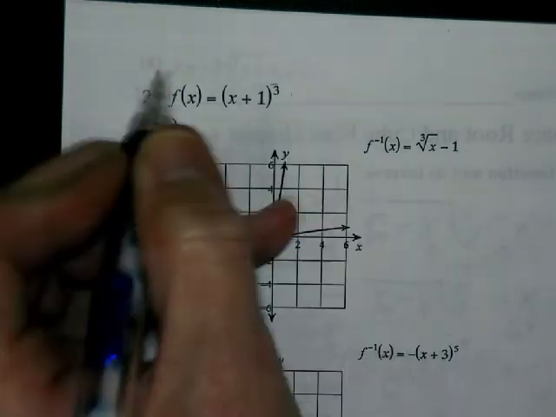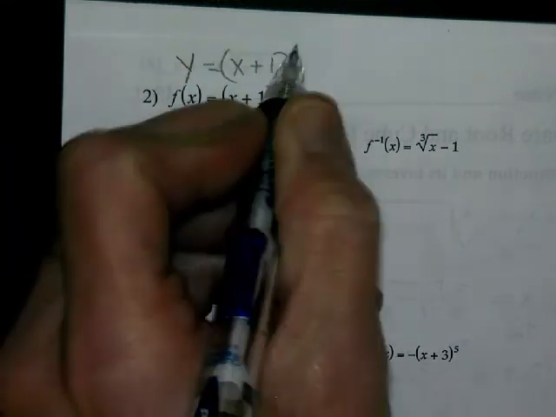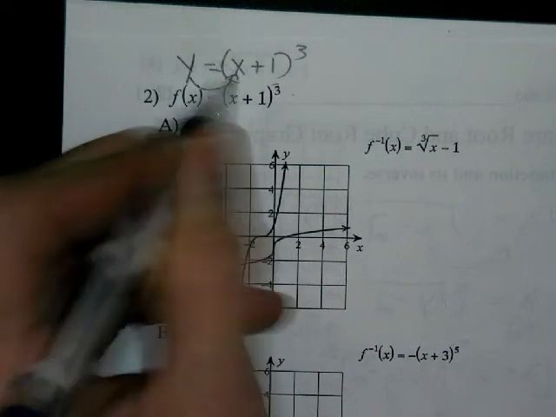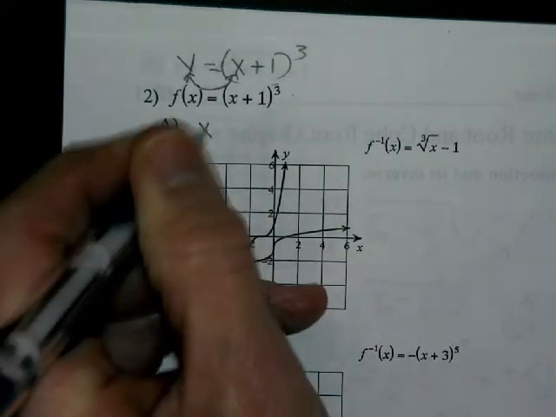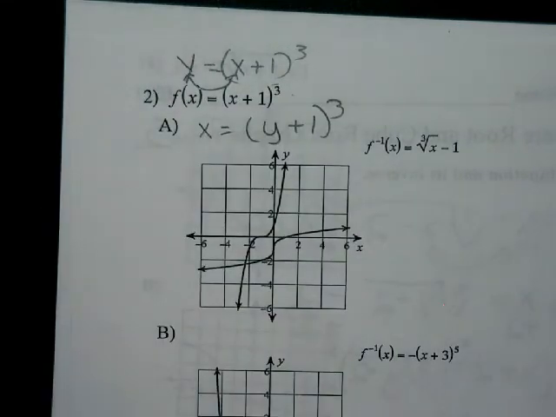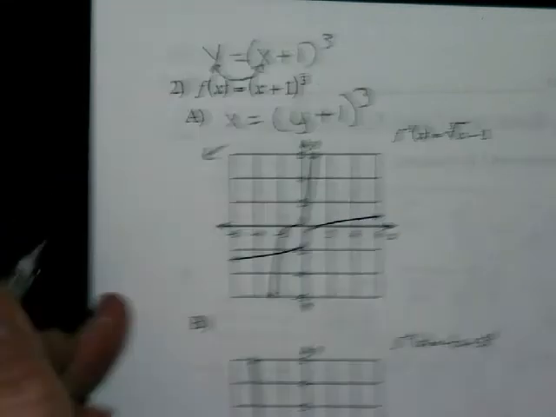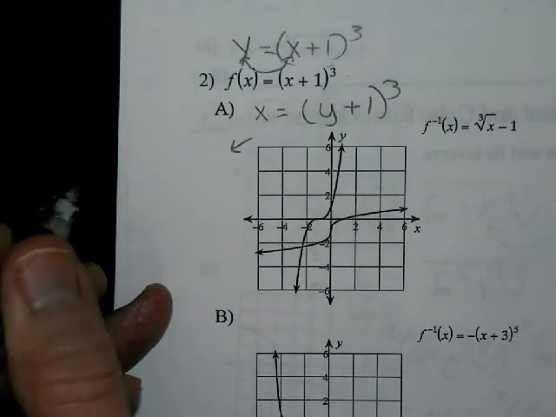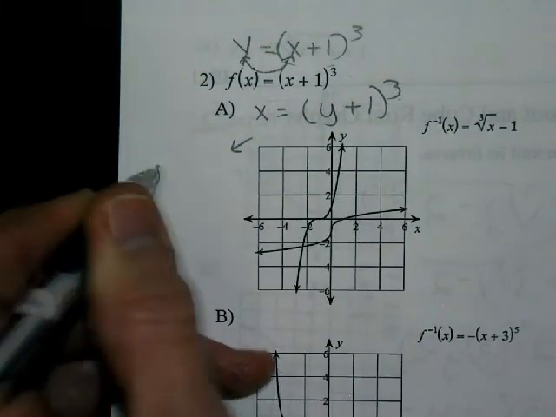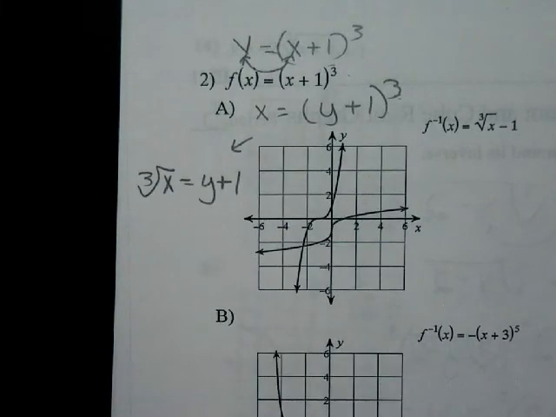So here we've got, we're going to rewrite it as y equals x plus 1 quantity cubed. Then we'll switch our 2 values. So x equals y plus 1 cubed. I'm going to have to go off on the side here. Then I get to take the cube root to remove that cube sign. So I'll just put the cube root of x equals y plus 1. He's out free and clear.